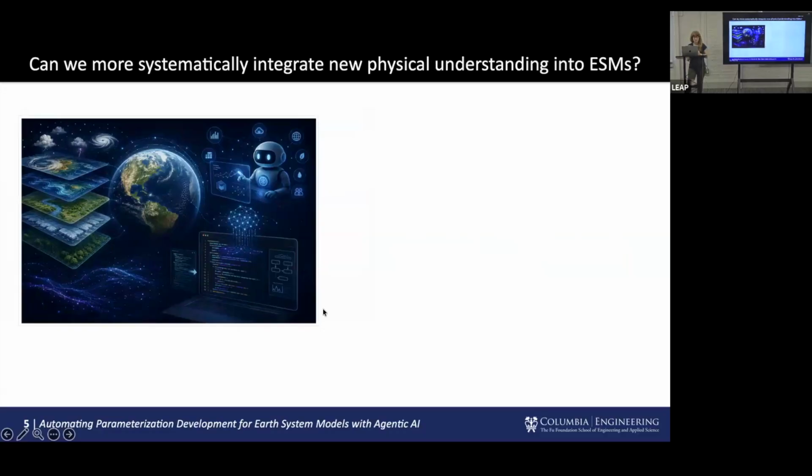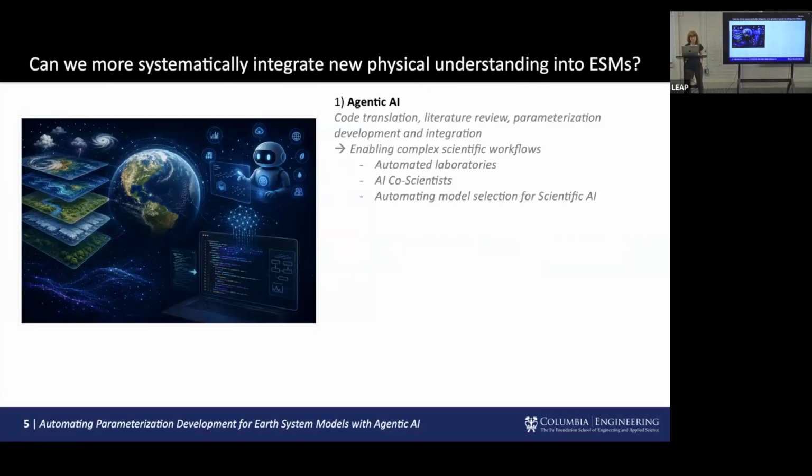So there is now, I think, potential to more systematically integrate new physical understanding into our system models. And this is because of the convergence of two different developments that have happened in the last couple of years. There's been the development of agentic AI. So this is basically using large language models with multiple calls to the large language models, and with iterative tool calling and other iterative evaluations that allow us to actually have some decision making in the pipeline that we're automating. And this has been used for things like code translation, literature review, and potentially parameterization development and integration, which I'll talk about today.